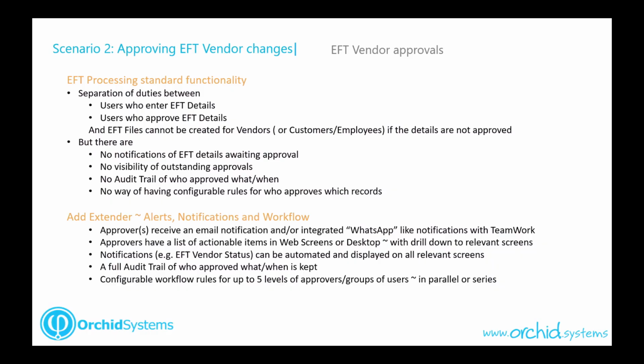Approvers will have a list of all their actionable items on the web screens or on the Sage desktop, with drill down to the relevant screens. Notifications like EFT vendor status can be automated and displayed on all relevant screens. A full audit trail of who approved what and when is kept. And you've got the ability to have configurable workflow rules, up to 5 levels of approvers or groups of users, and these approvers can either be in parallel or in series.